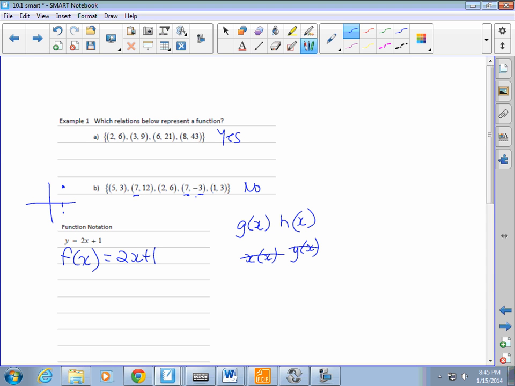So if a question says, what is the function at 3? What they're saying is, what happens when you substitute 3 into that equation? So I go 2 times 3 plus 1, so this is 7.